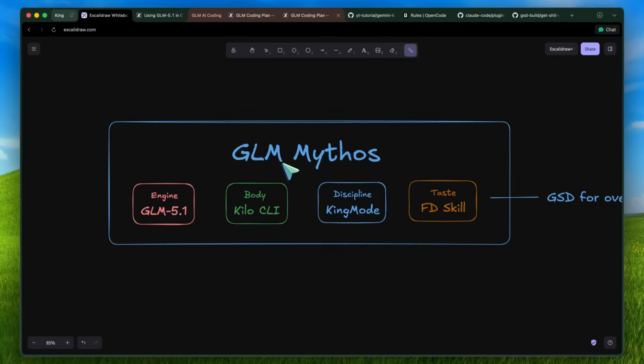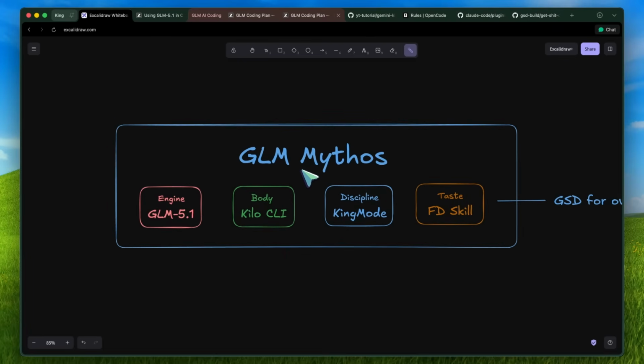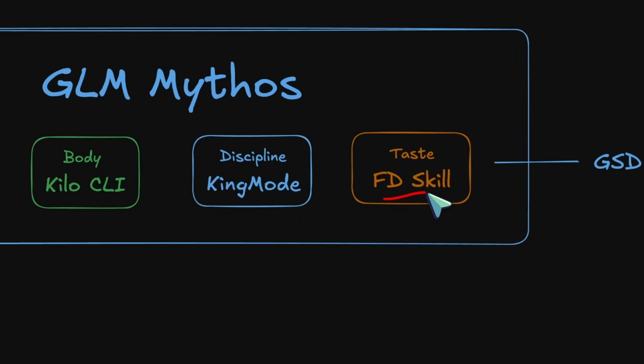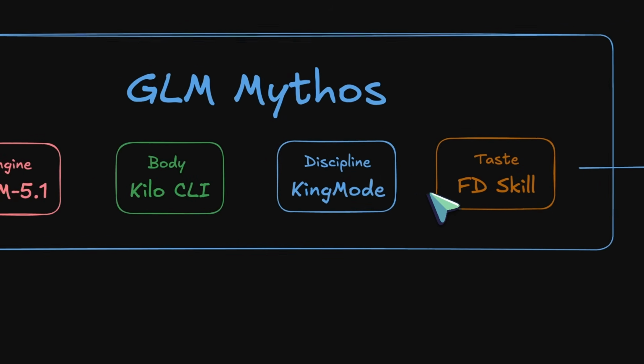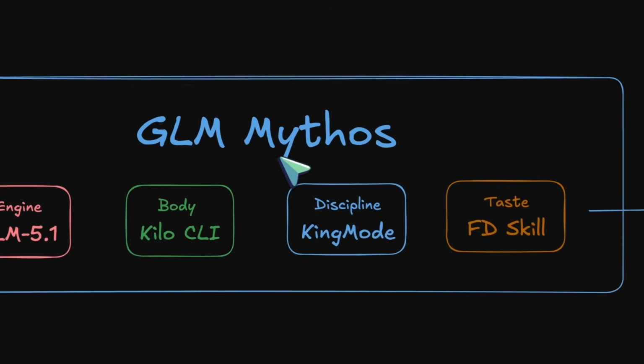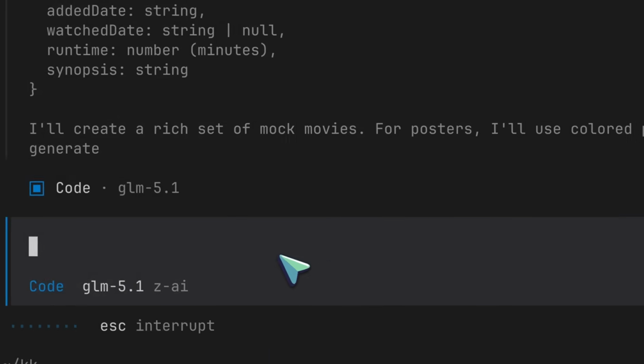And the funny part is, you do not need to wait for a company to ship that as a product. You can just build the stack yourself right now. So, if you have been watching the Claude Mythos hype and thinking, cool, but what can I actually use today? Then this is my answer. Use GLM 5.1. Run it in Kilo CLI. Inject KingMode. Add the front-end design skill when visuals matter. Use GSD as the workflow layer. And stop treating the raw model like it is the whole product. That is how you get Ultra Mode for $3. Overall, it's pretty cool.